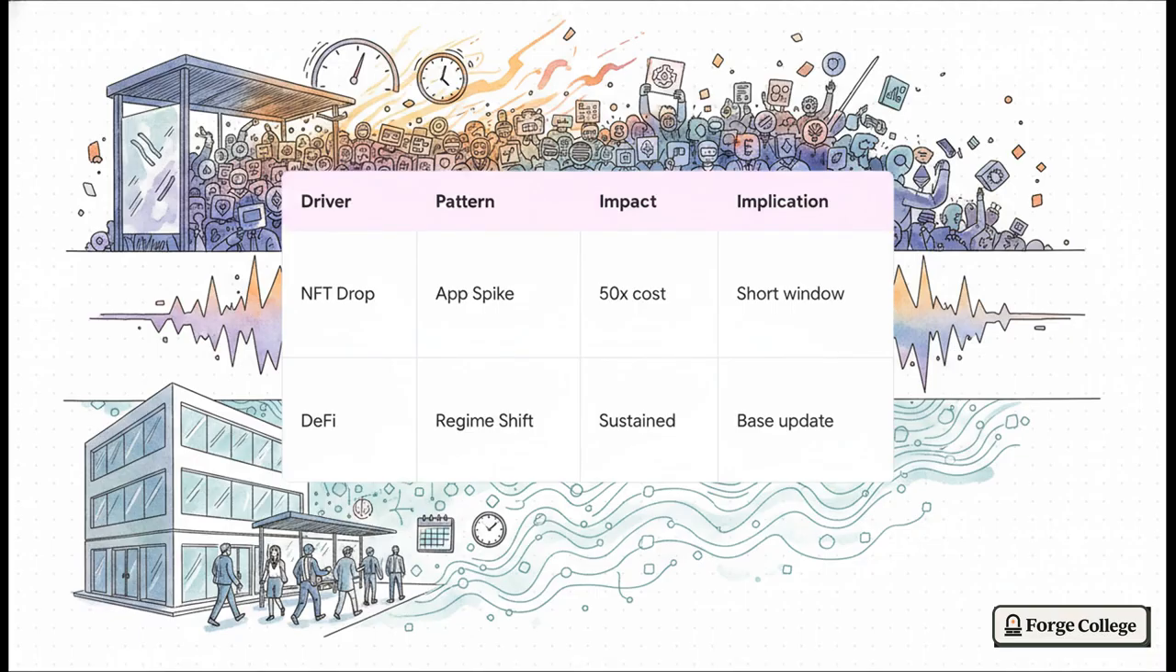Now contrast that with the bottom row, something like DeFi Summer. This isn't a flash mob. Actually, it's more like a massive brand new corporate office building opening right next to the bus stop. It's a sustained regime shift.